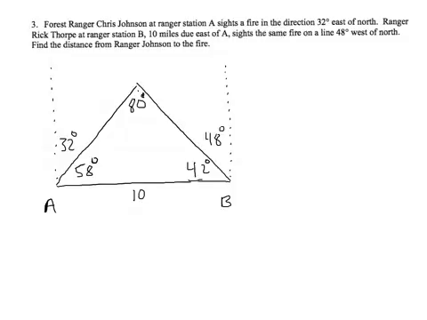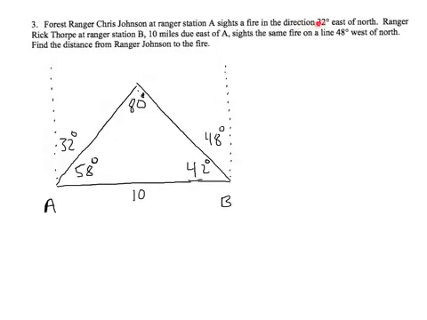I start out, here's ranger station A, and 10 miles to the east is ranger station B. I thought that was the easiest thing to draw first. From there, I'm going to start with the directions. So from ranger station A, they say that it's 32 degrees east of north. In that direction we see the fire.